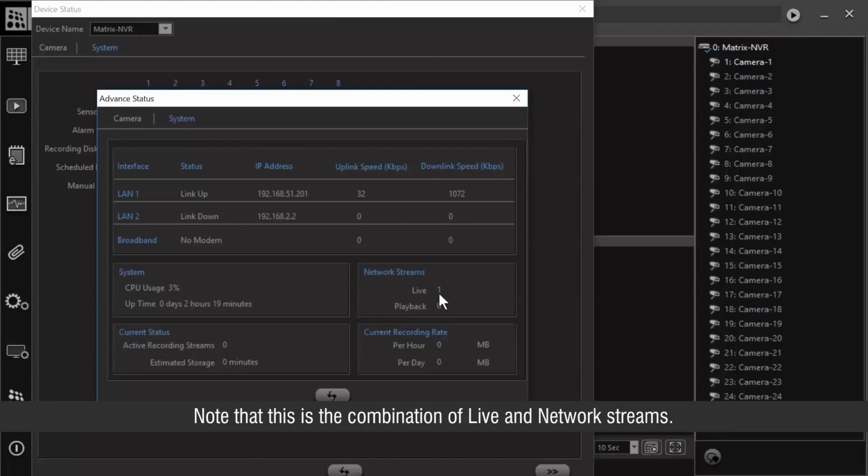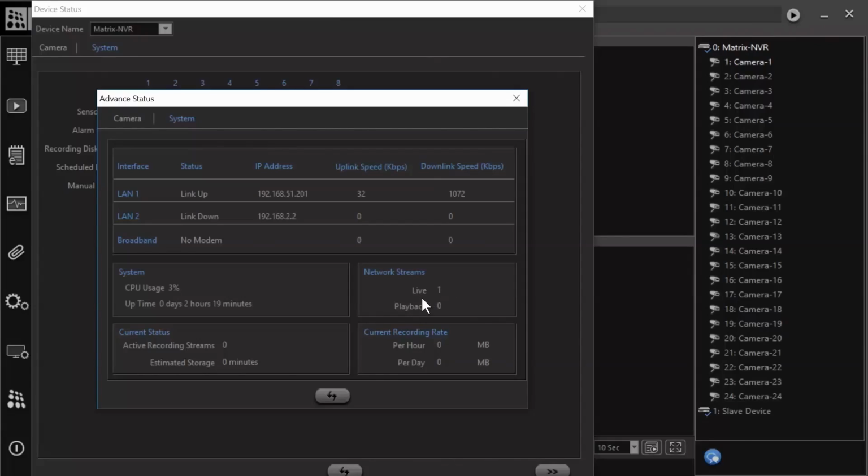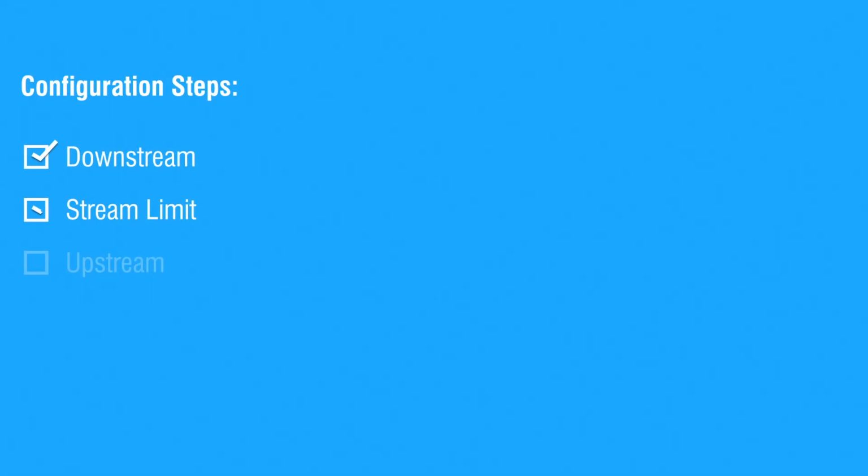Note that this is the combination of live and network streams. Live streams are the ones projected on the monitor connected with the device. Network streams are the ones projected on user PCs through SATATYA device client. This completes the understanding about stream limit. Let us understand about upstream.